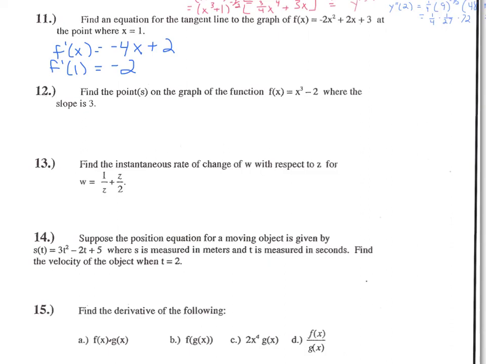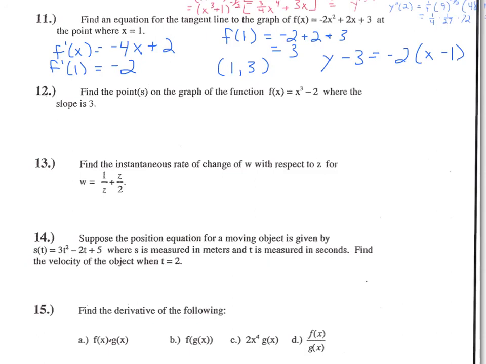I don't know the other point. So first we have to find f of 1. So we know what our y value is, so we can then put it into point slope form. So that would be negative 2 plus 2 plus 3. So we know we have our point at (1, 3). So the equation of our tangent line would be y minus 3 equals negative 2 times x minus 1. And we can just leave our equation in point slope form.